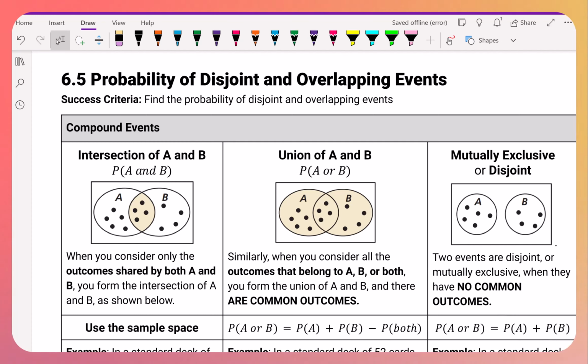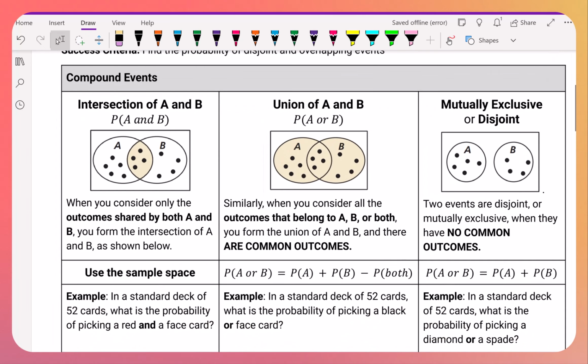Hello, this is the video for lesson 6.5 out of your textbook, Probability of Disjoint and Overlapping Events. As you can see in your notes, we have three different types of compound events. We have the intersection of A and B, where if I was going to color A, color B, you can see that you have this shaded shared area right here.